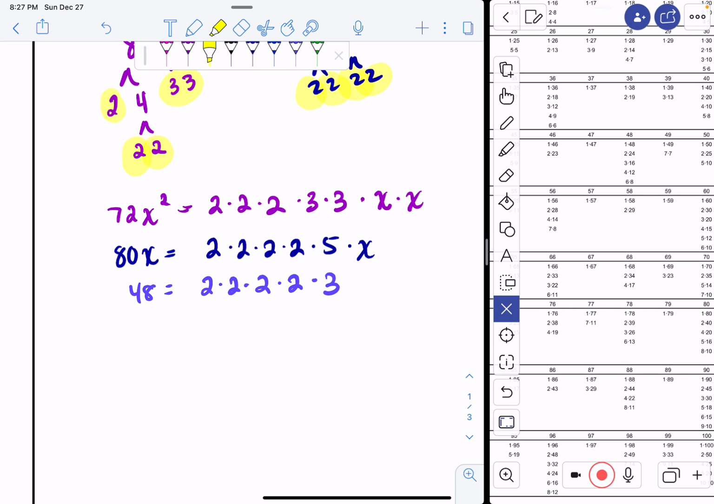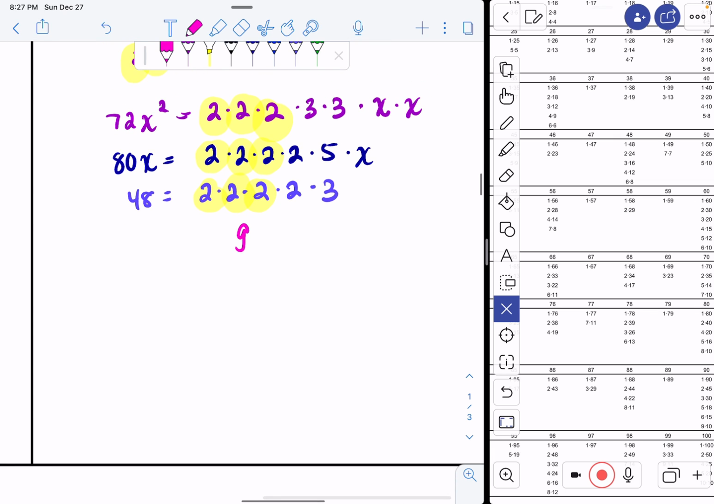Now we want to highlight what's in common. So I have to ask you what's in common. I've got 1, 2, 3 2's in common. No other 2's in common. They don't have any 3's in common. So I have to ask myself, do they have any x's in common? They don't have any x's in common. So my GCF is just going to be 2 times 2 times 2, which is 8. So I get 8, and then I do my leftovers.